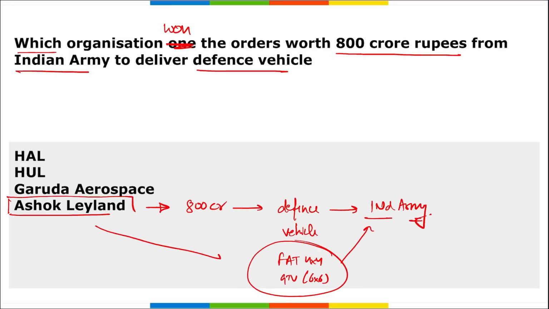Correct? These are the two defense vehicles that will be delivered to Indian Army, and who will be manufacturing them? Ashok Leyland. And what is the contract worth here? It is 800 crore rupees. These vehicles will be delivered over the next 12 months to meet the requirement of Indian Army. Correct? And remember, these vehicles will be indigenously developed. Also, the contract established the leadership of Ashok Leyland in the defense mobility vehicle business. Right? Next. And remember, Ashok Leyland Limited is a part of the Hinduja Group only.